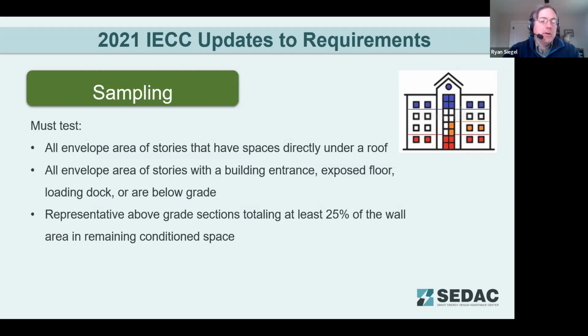And then once we've tested everything at the top of the building and the bottom of the building, now we get into the center of the building. What this allows for is testing representative above grade sections totaling at least 25% of the wall area remaining. So here we're testing the area indicated in orange in the center. We're not going to necessarily test the area that's in white, or the white windows, if you will.